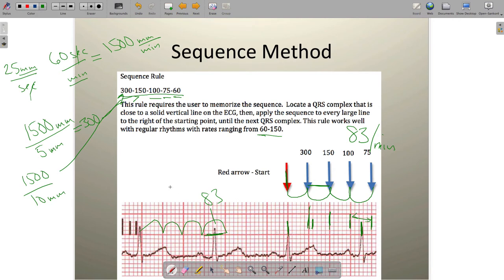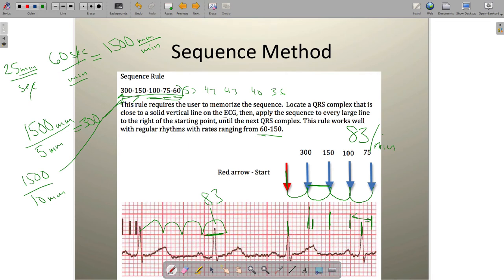Again, if it's less than 60, it just means you have to memorize more sequence. So you'd have to do what's 1,500 divided by 30, what's 1,500 divided by 35, so you can actually figure the sequence out, and there is certainly more sequence to this. I think the next one's 53 and 47, 43, 40, 36, something like that. It just kind of keeps going out here. But you can memorize as much as you want, but really this is intended for rapid use. Do this short number here, 300, 150, 100, 75, 60, and you're done.